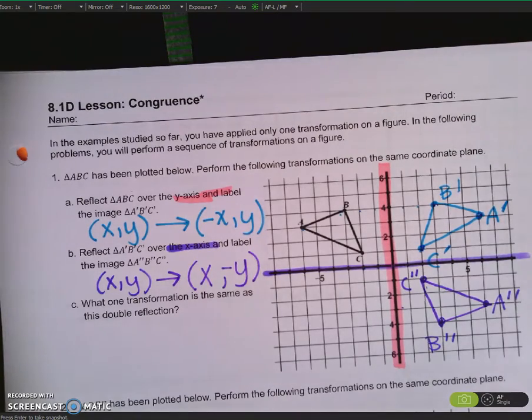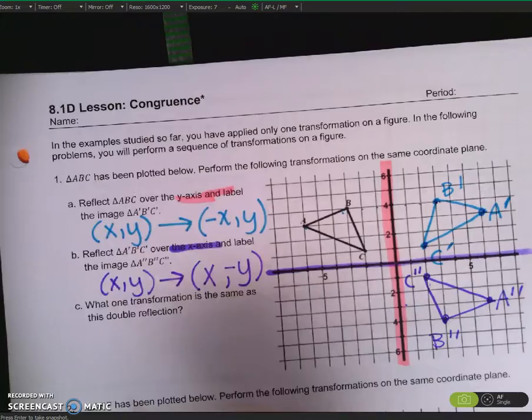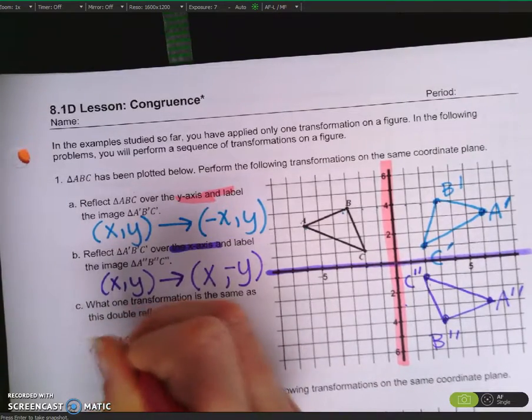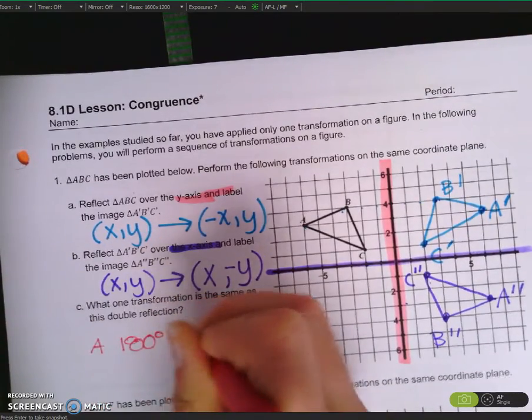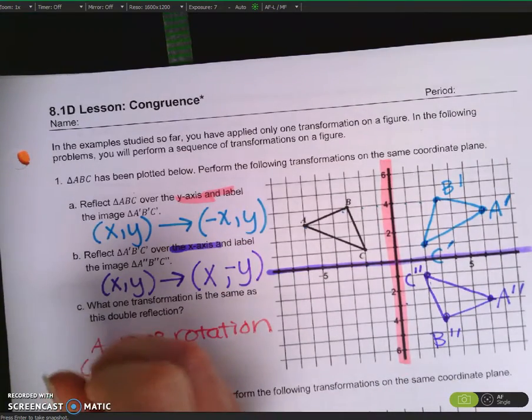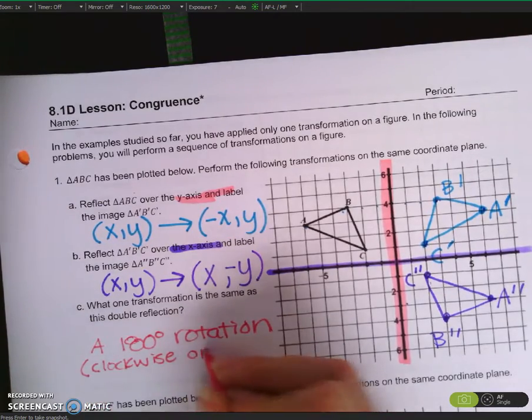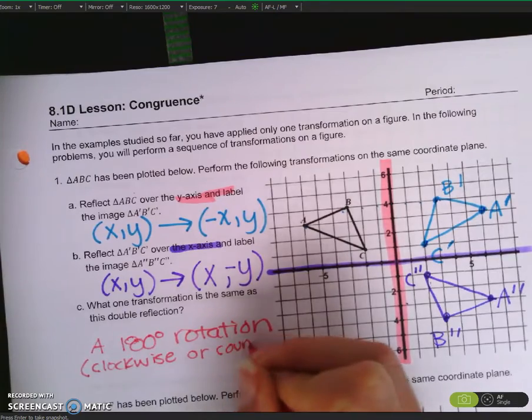Awesome. But did you know we can have just one transformation that's the same as this double reflection? What do you think that one transformation is? That could be a flip over the y and then a flip over the x. Or we could just, that's right, a 180-degree rotation. What direction? It doesn't matter. Clockwise or counterclockwise. So let's put counterclockwise.